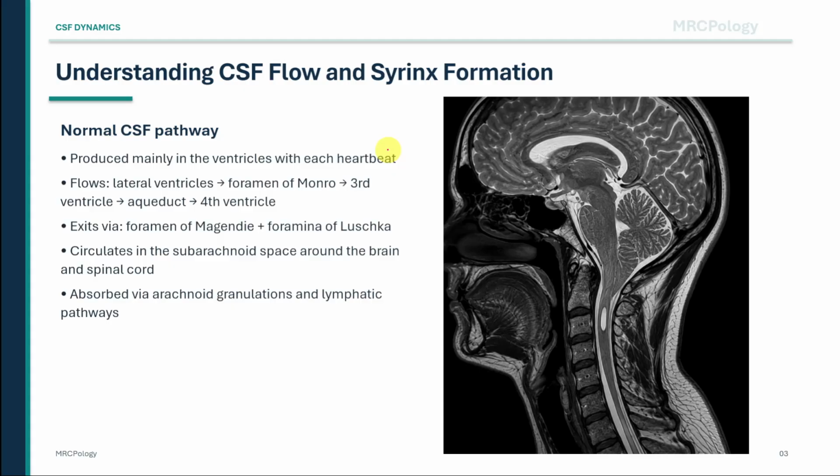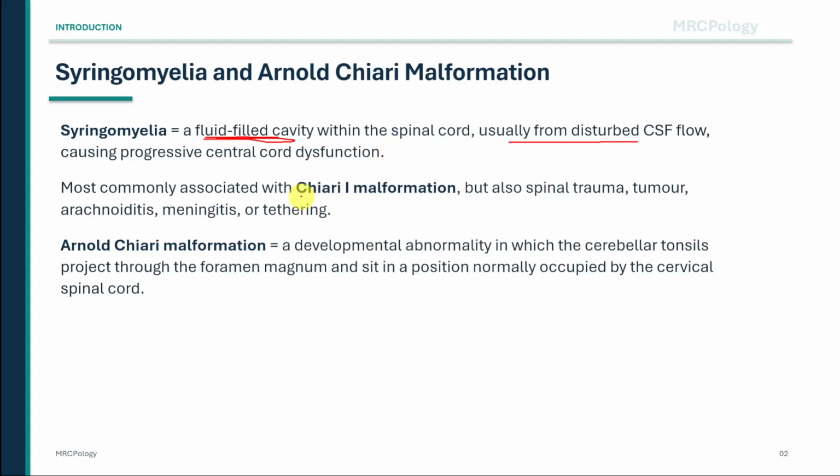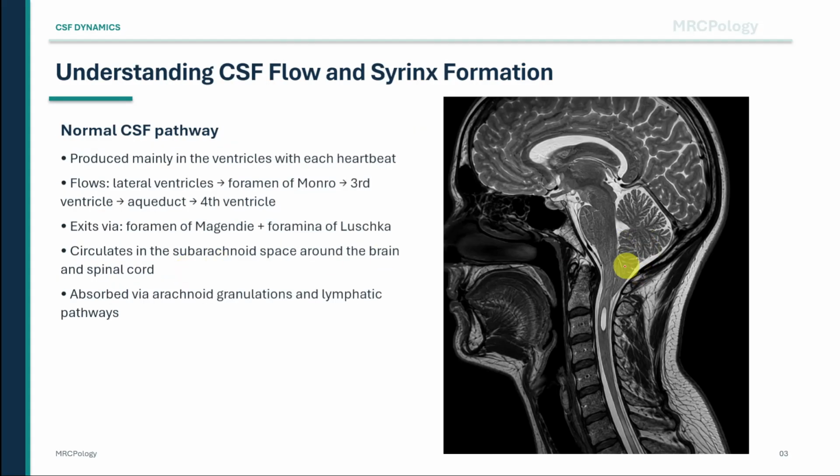A common association is Chiari I malformation. In Chiari I malformation, the cerebellar tonsils are displaced downward through the foramen magnum. In simple words, the bottom part of the cerebellum crowds the opening between the skull and the upper cervical spinal canal. That space is normally important for the free pulsatile movement of cerebrospinal fluid between the cranial and spinal compartments. When the tonsils sit too low, they can obstruct or disturb that flow.